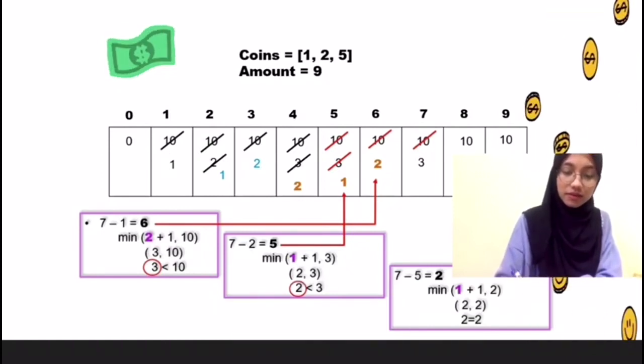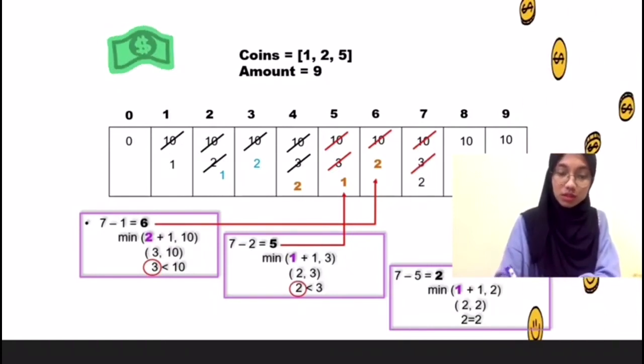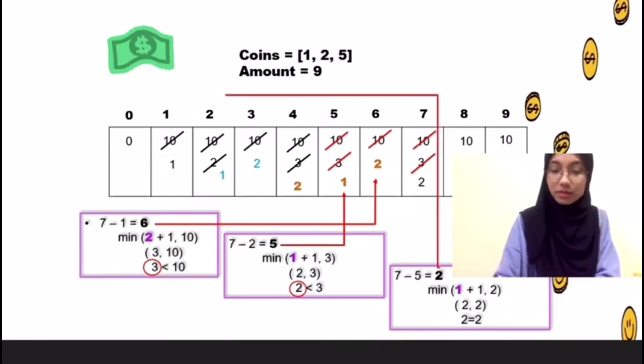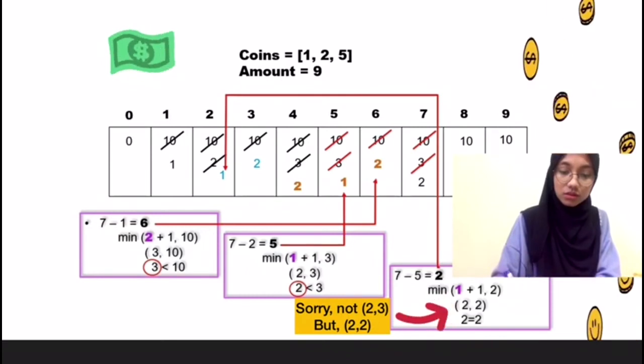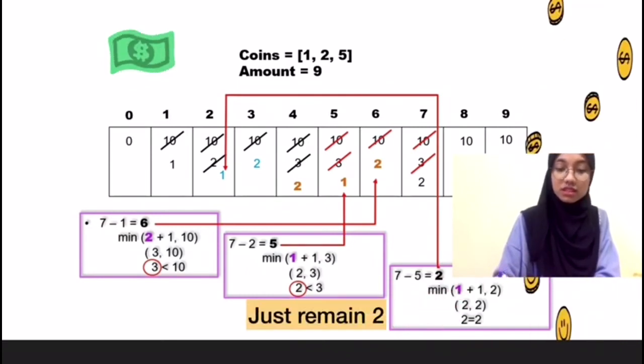And then 7 minus 5 equal to 2. The best answer is 1. So 1 plus 1 is 2. 2 versus 3. So we just remain 2.